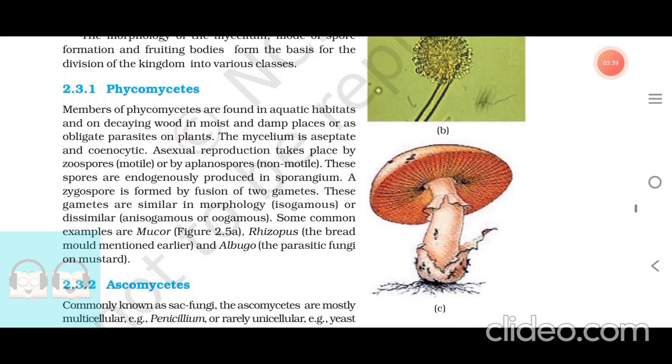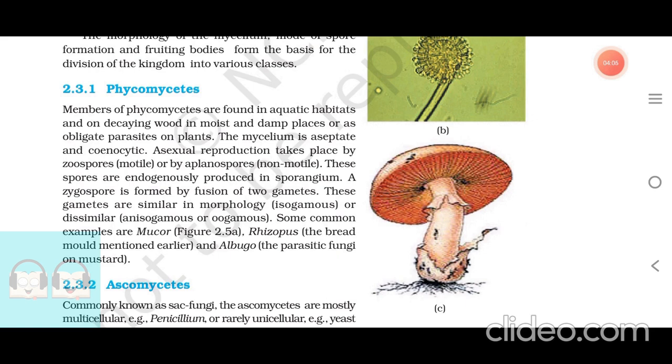Phycomycetes. Members of Phycomycetes are found in aquatic habitats and on decaying wood in moist and damp places, or as obligate parasites on plants. The mycelium is aseptate and cenocytic. Asexual reproduction takes place by zoospores (motile) or by aplanospores (non-motile). These spores are endogenously produced in sporangium.